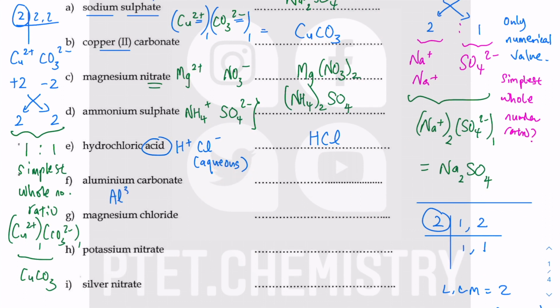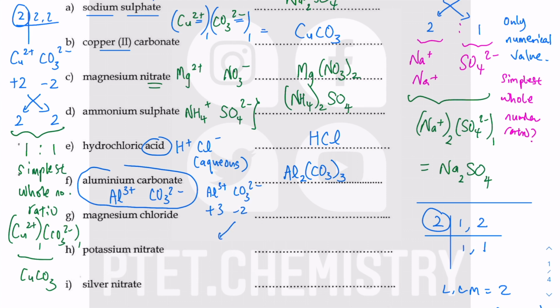Aluminium carbonate, so I'll get Al2 from the CO3 2-, and then I will need CO3 in a bracket because I will need 3 of the CO3 2-. I can show you this one because this looks slightly complicated, but it's the same methodology. Bring down the numerical value of the charges. They are in the simplest ratio, so you need 2 of that, 3 of these.